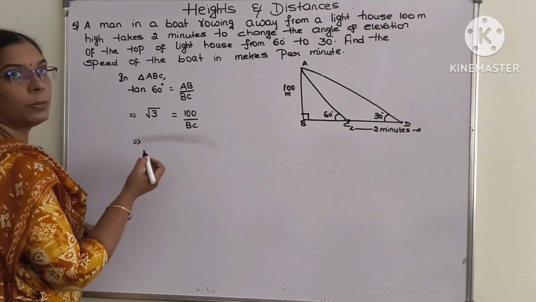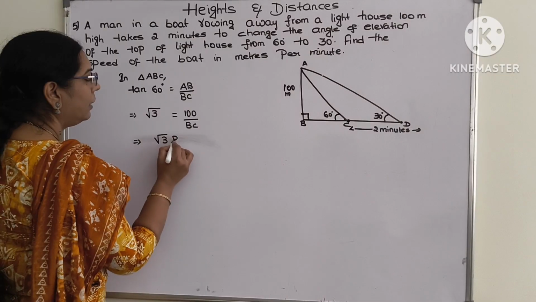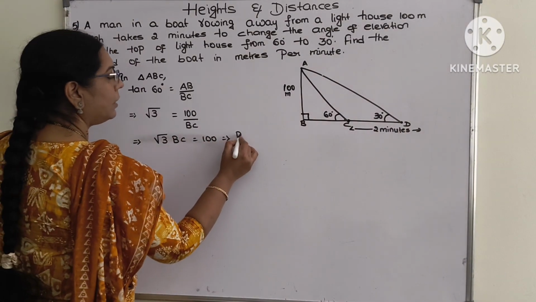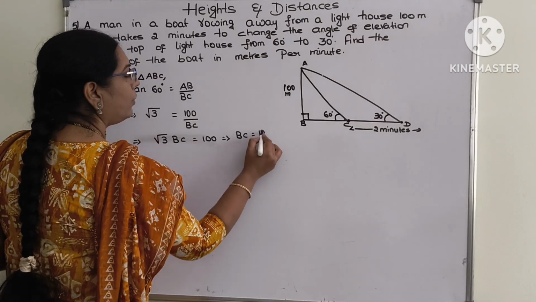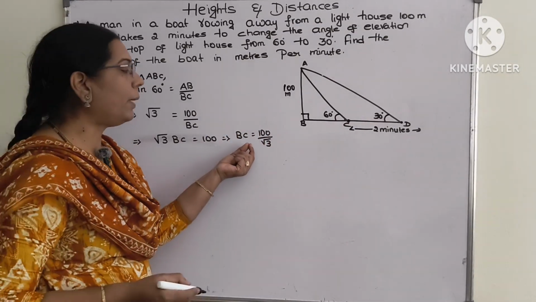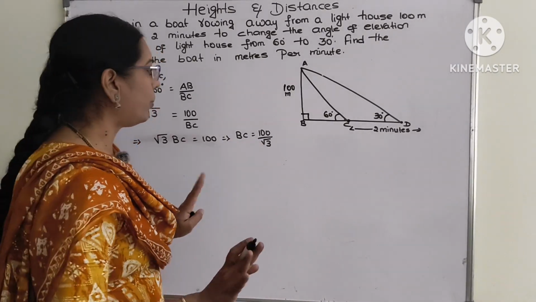If you do cross multiplication, children, root 3 BC is equal to 100. So BC is equal to 100 by root 3. Since this is not my main answer, I can leave the irrational number in the denominator, no problem.